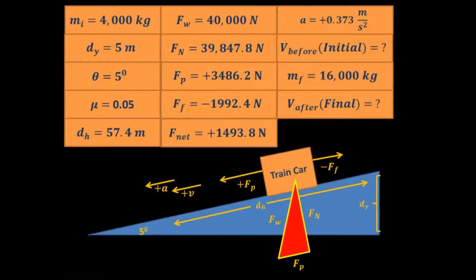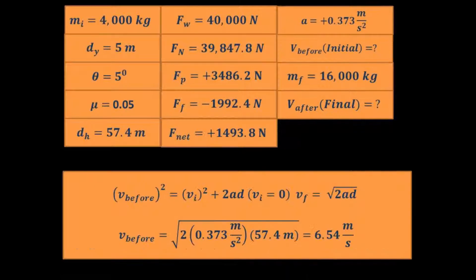The next value we're going to be calculating is the velocity the train car achieves as it accelerates at 0.373 meters per second squared before it couples with the other cars. We calculate the velocity of the train car just before it couples at the bottom of the ramp by using a modified version of the equation, Vf squared equals V naught squared plus 2AD. V naught is 0, therefore V final squared equals 2AD, where V final will equal root 2AD.